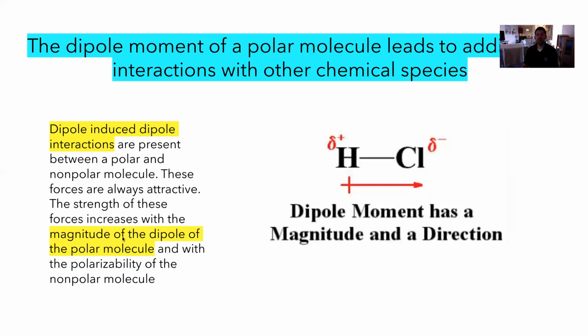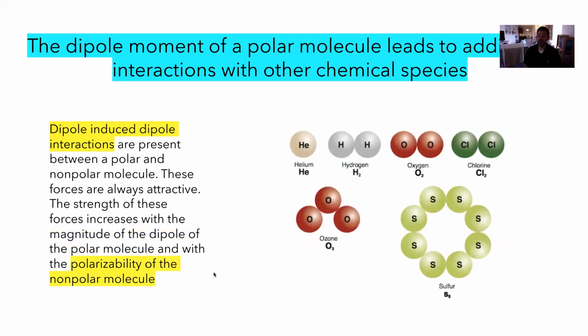Now the magnitude of the dipole of the polar molecule is going to be important. If we get a stronger dipole near it, then the non-polar molecule will be induced greater. So HCl, for example, is a pretty strong permanent dipole. So if this comes near any non-polar molecules, it's going to have a pretty big impact, because of its magnitude. Now, the other factor: these forces are always attractive.